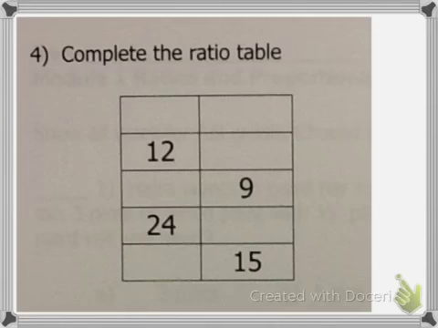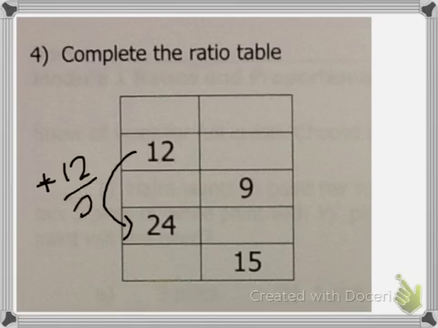Complete the ratio table. If I'm looking at the ratio table, going from 12 to 24 increases by 12. However, there's a box in between there, so we need to look for the halfway point between 12 and 24. To do that, I could do 12 divided by 2, which gives us 6. So I'm increasing by 6 each time. 18 has to be the midpoint between 12 and 24.